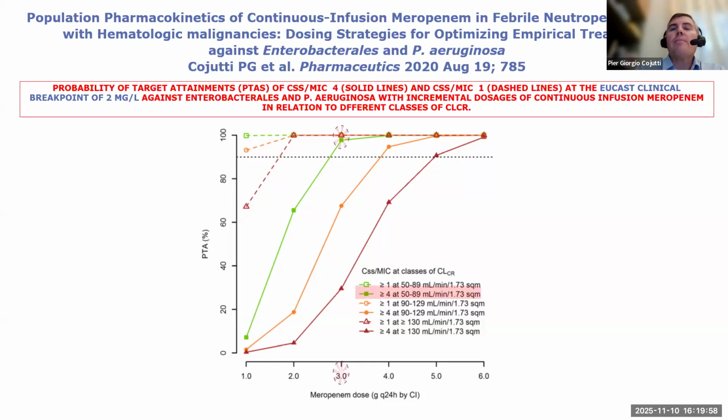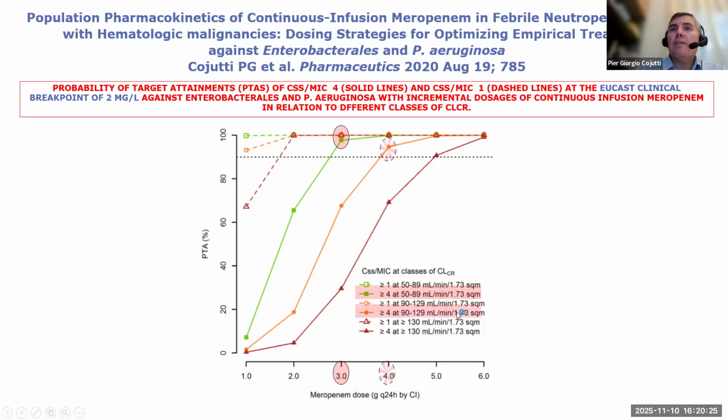And here you can see from this graph that, for instance, in a patient having creatinine clearance between 50 and 89 milliliter per minute, then a total daily drug dose of 3 grams by continuous infusion every 24 hours achieves, with a more than 90% probability, the optimal PK/PD target of efficacy.